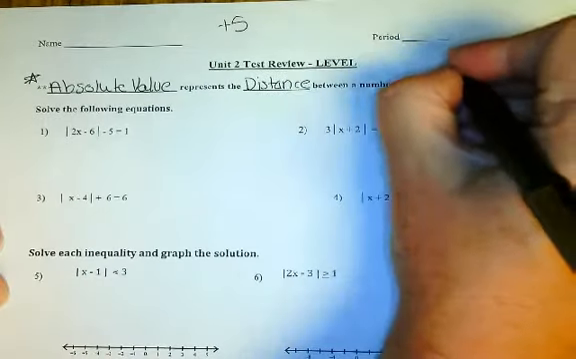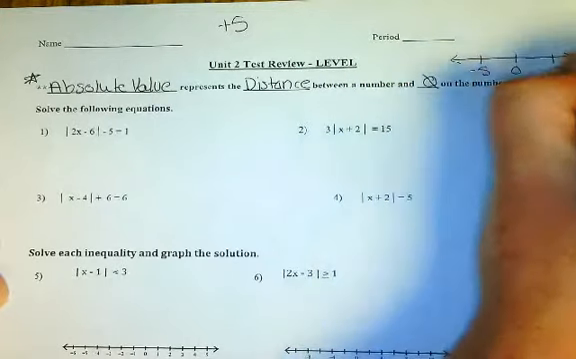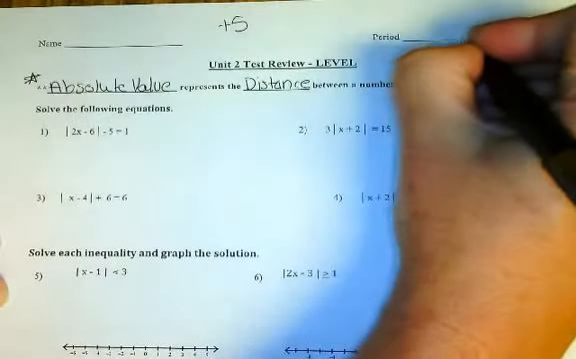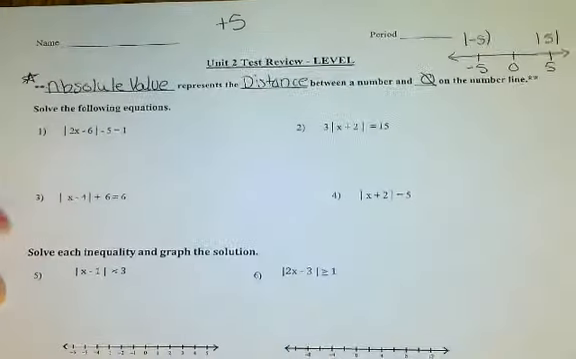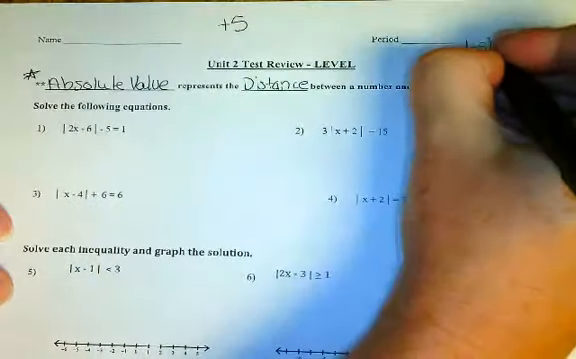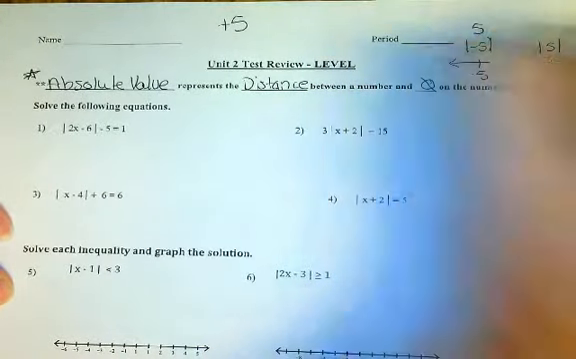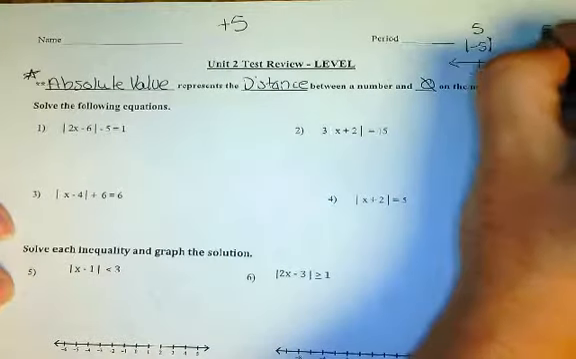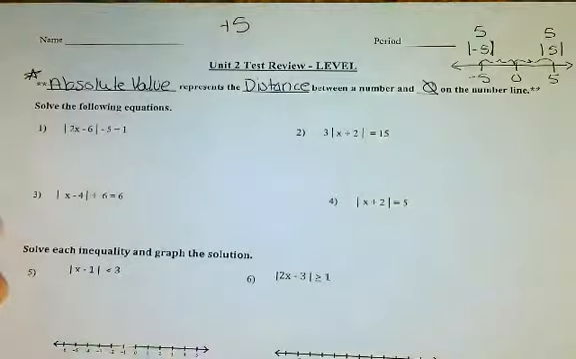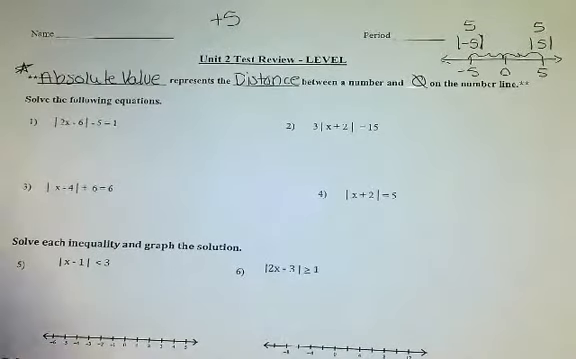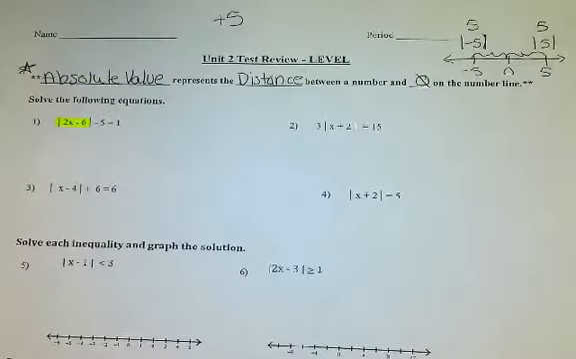So for instance, let's say I have a number line. Well, if I find out what the distance of -5 is and +5 is, I'm really finding the absolute value. So the absolute value of -5 is 5, and the absolute value of 5 is 5, because they're both 5 away from 0.